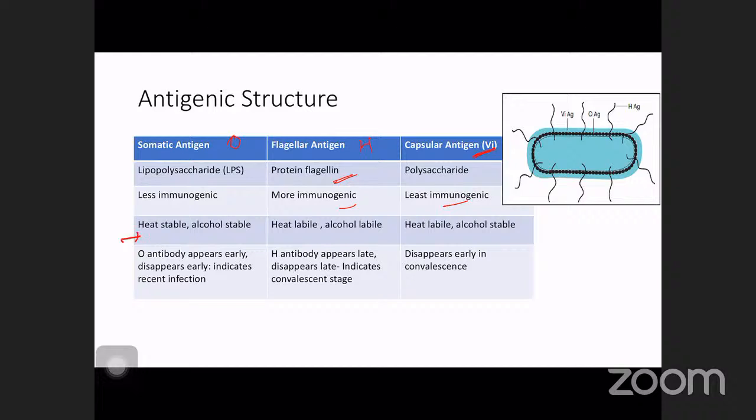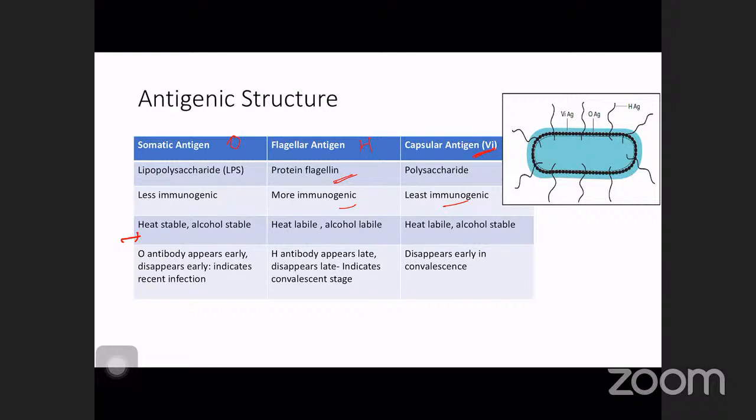Whenever a foreign antigen enters your body, it will produce antibodies. All these antigens will produce respective antibodies. The O antibody appears early and disappears early, so once you detect O antibody in the Widal test, it indicates a recent infection. The H antibody appears late and also disappears late. If the H antibody alone is present in the absence of O antibody, it represents a convalescent stage. The capsular Vi antibody disappears early in the convalescent stage; if it persists, it indicates a carrier state.